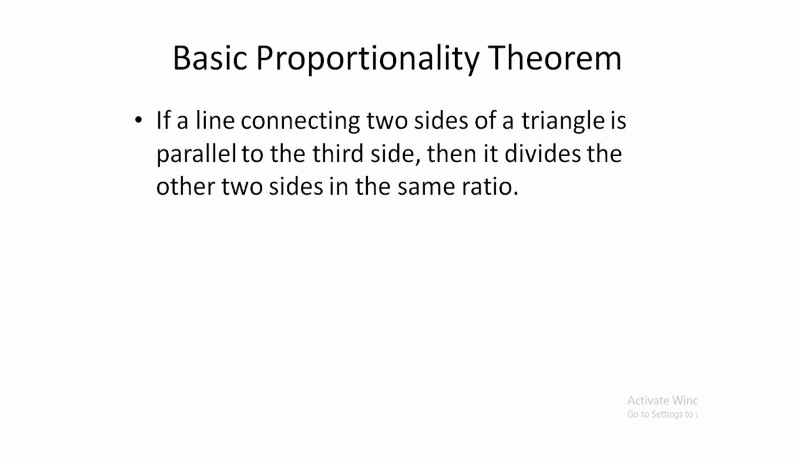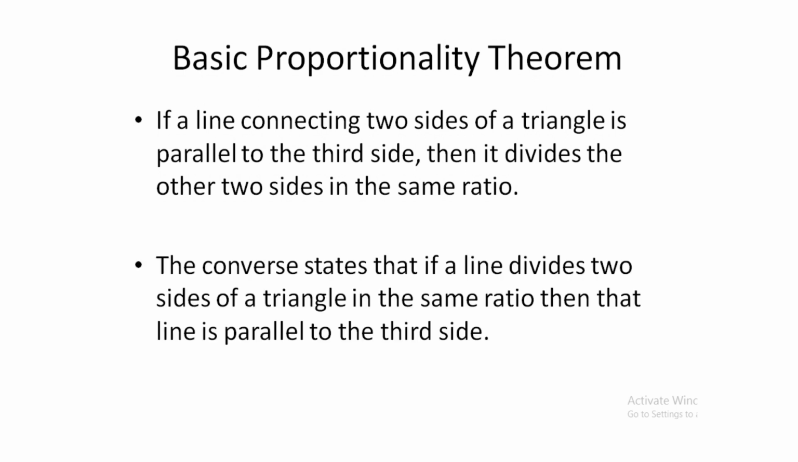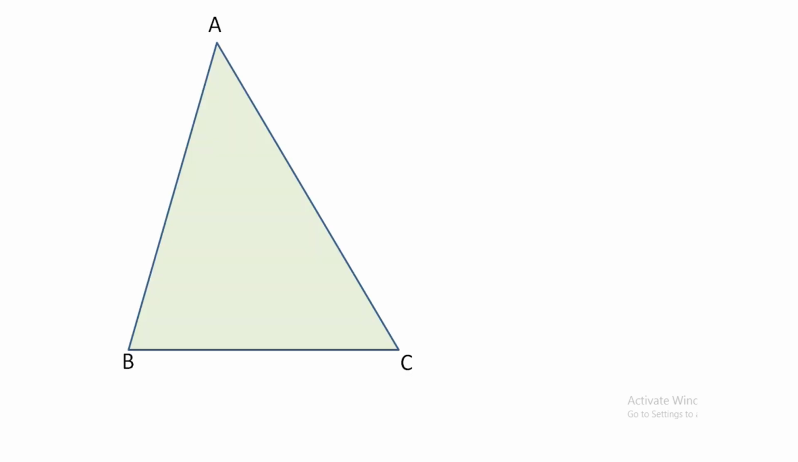You can draw as many triangles as you want to, and you can draw a line parallel to one of the sides, and you can measure the sides, and you can see that they'll always be the same. The other tenet of the basic proportionality theorem, or the converse of this, is that if a line divides two sides of a triangle in the same ratio, then obviously it is going to be parallel to the third side. And Thales obviously gave a proof for this, and I'm going to share the proof with you right here in this video. And let's take a triangle ABC.